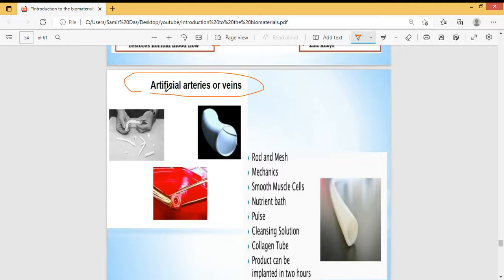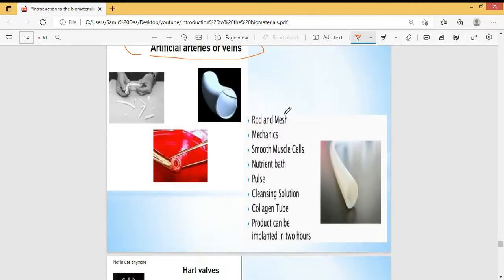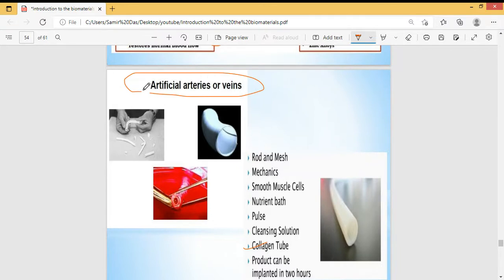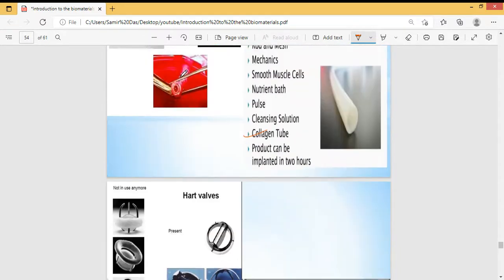Now we come to artificial arteries or veins. In case of artificial arteries, we use this kind of mechanism. Collagen tube kind of things have been used for designing artificial arteries or veins as well.